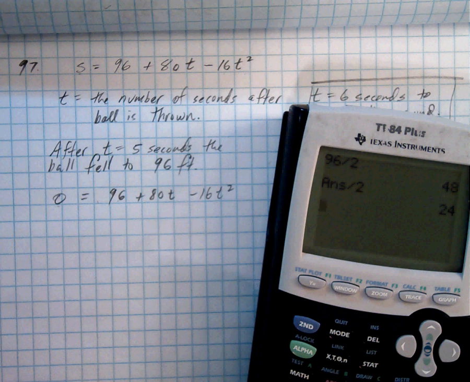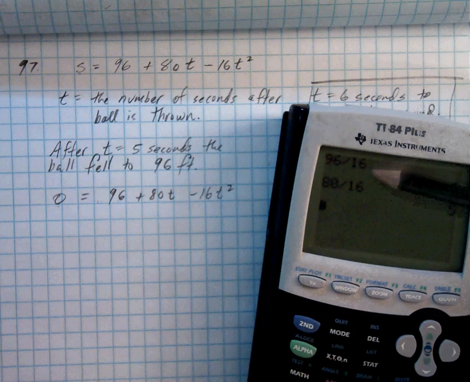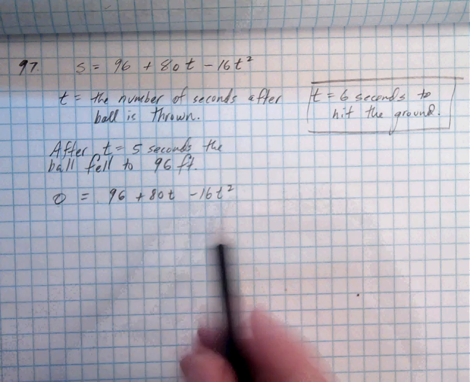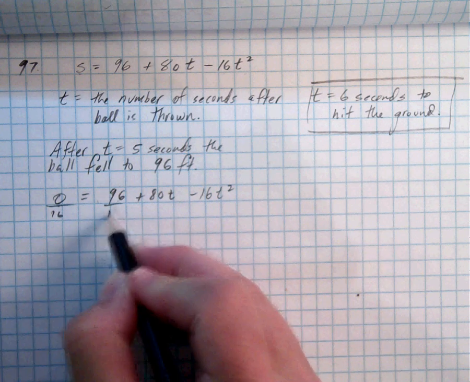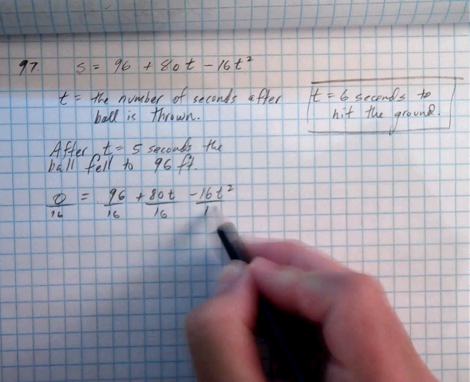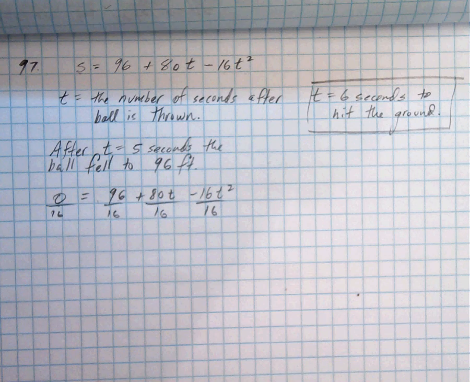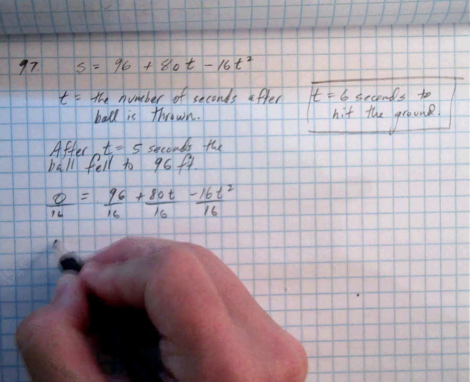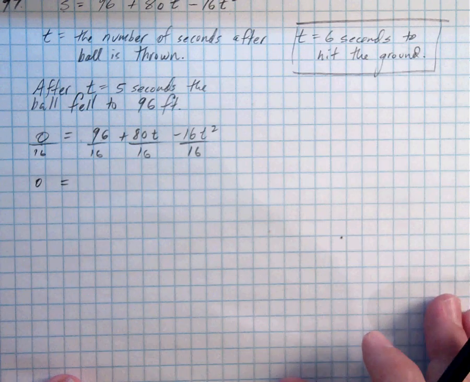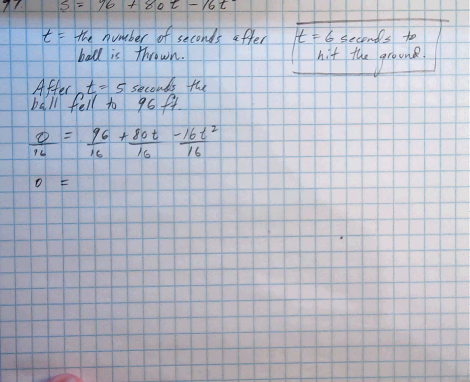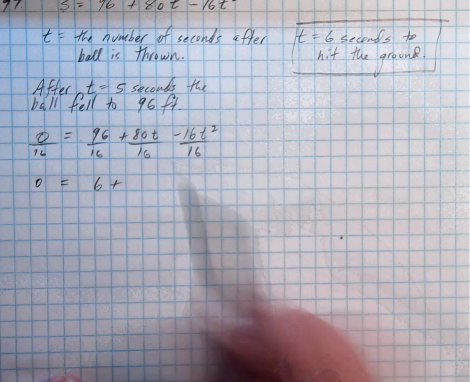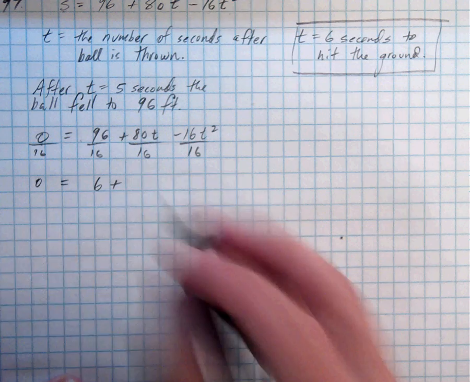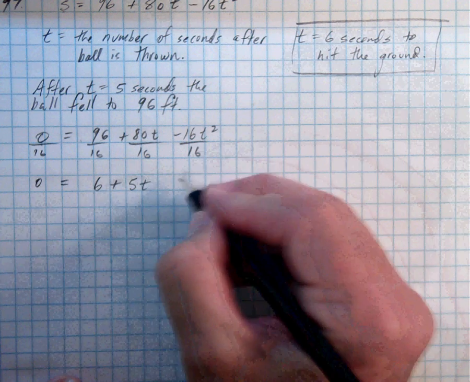So I wonder if I could divide by 16. 96 divided by 16. It does. 80 divided by 16. Alright, so basically these numbers are all divisible by 16. So I'm going to divide everything by 16 just to make the numbers smaller and therefore easier to work with, because I can. So this is 0 equals 96 divided by 16 is 6. 80 divided by 16 is 5, so that's 5t minus t squared.